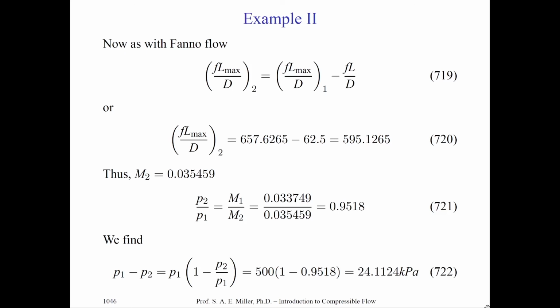0.035459. We've already worked hard and used the same solution approach as Fanno flow for the ratios of static pressures and inverse ratio of Mach numbers. We know these values at state 1 and 2, and we can put in these values and get 0.9518. We can then easily solve for P2, or we can solve for the difference and then solve for P2 based on P1, or just the pressure drop if we knew P1, and we'll get 24.1124 kPa.